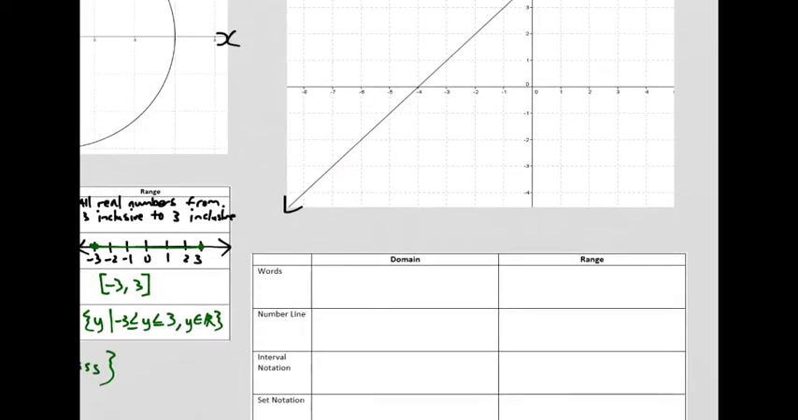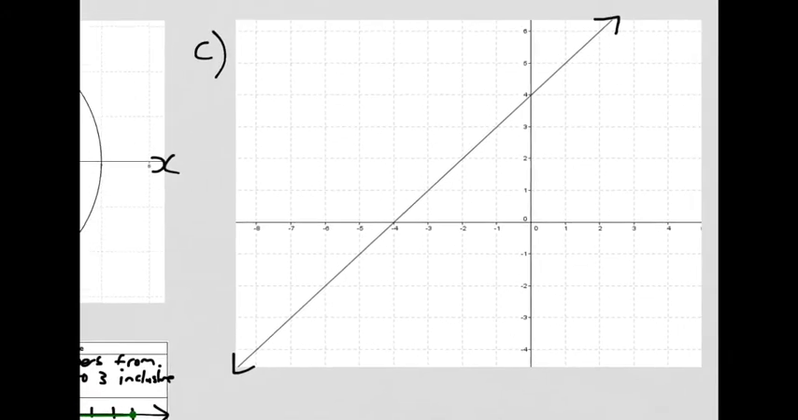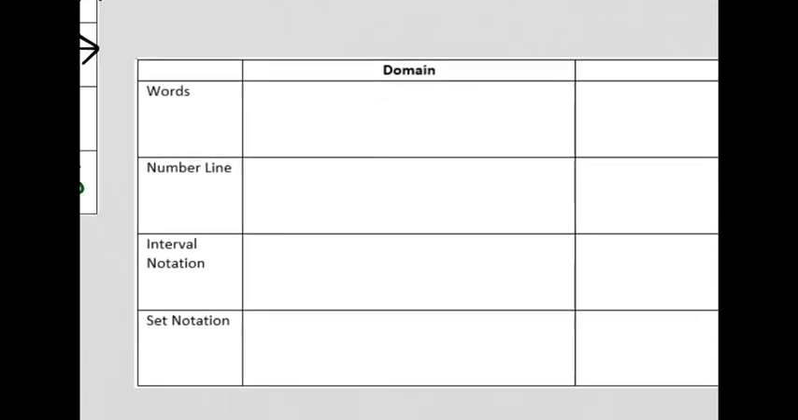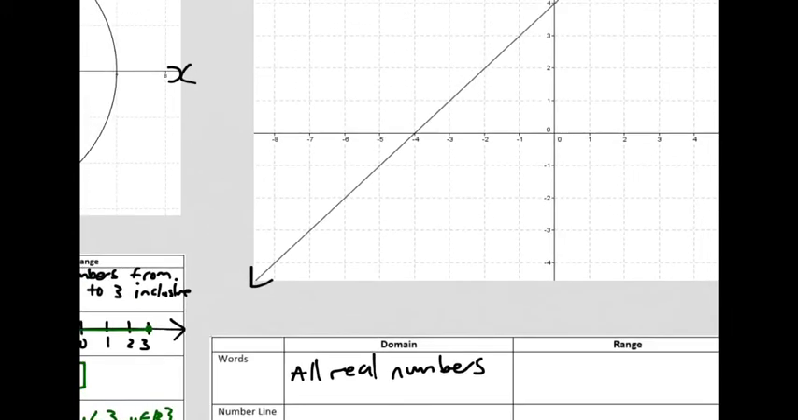Hopefully you were able to crack through some of that. As I mentioned, the line goes forever to the left and forever to the right. So when I'm thinking about the domain of that line, it's going to include pretty much every number known to man. Okay? So for the domain, we say all real numbers. That's an easy one. There's no restrictions. There's nothing that x cannot be.